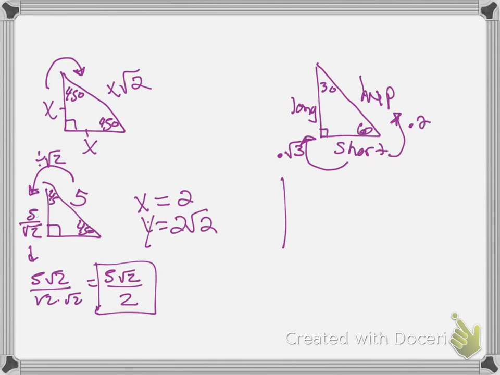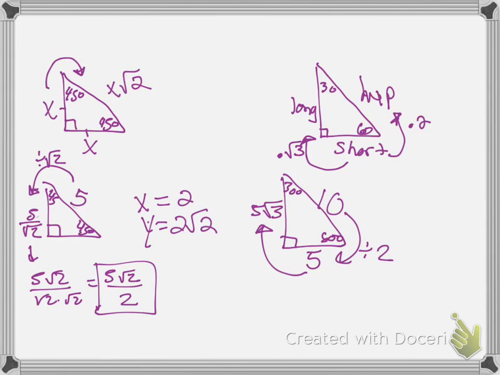Okay, so for example, let's say they gave me this triangle. I'll put the 30 up here, 60 down here. Let's say they gave me the hypotenuse was 10. So I need to go backwards. I need to divide by 2 and get the short leg, which is 5. Then I need to multiply that by root 3 to get the long. So 5 root 3, right?